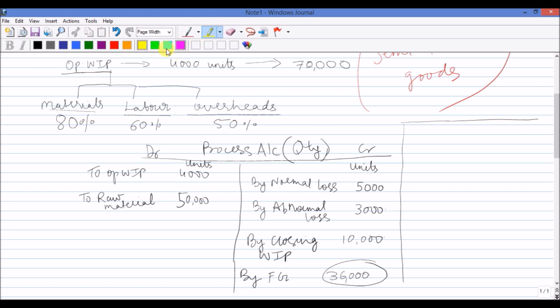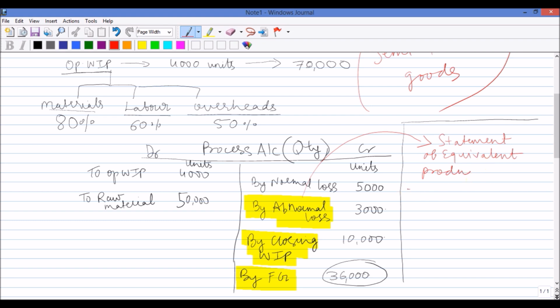Friends, I'm highlighting something. So what I need to tell is this normal loss, this closing work in progress, and this finished goods. These three items which I have highlighted over here are very crucial. And friends, you are going to prepare a statement of equivalent production comprising of only these three things, friends.